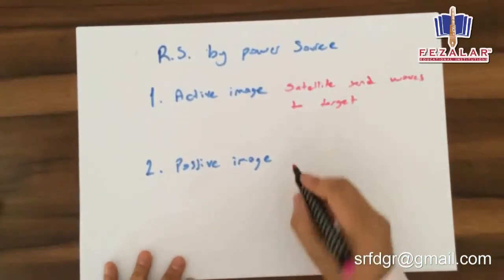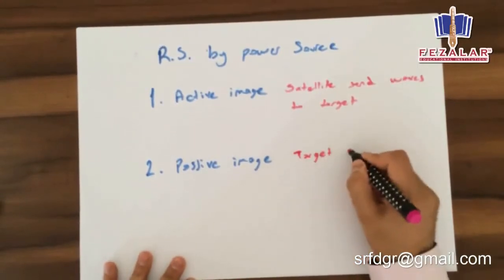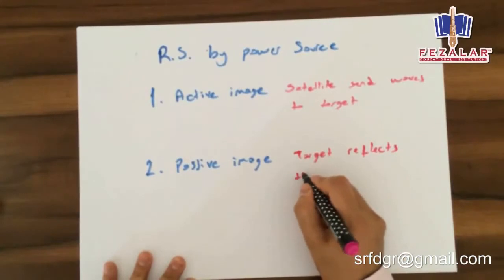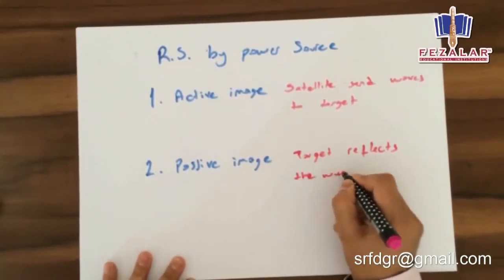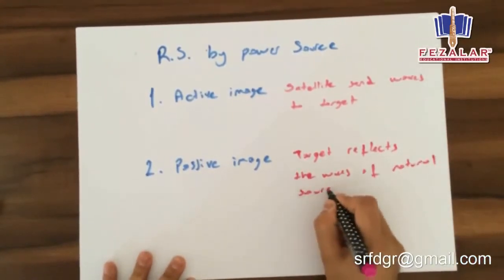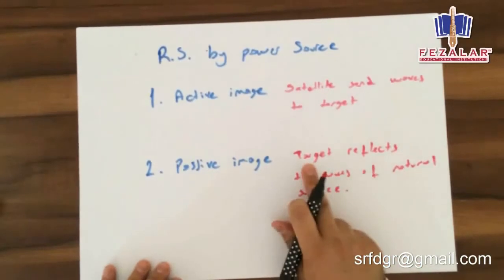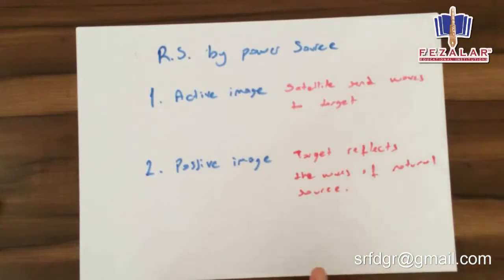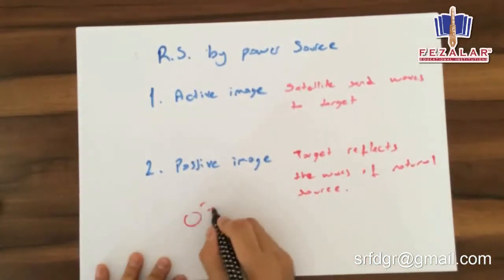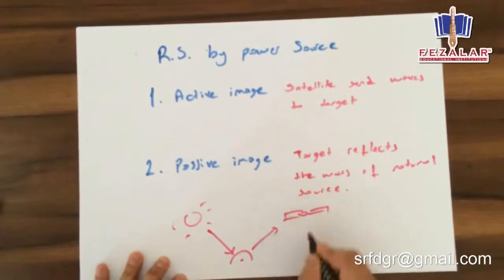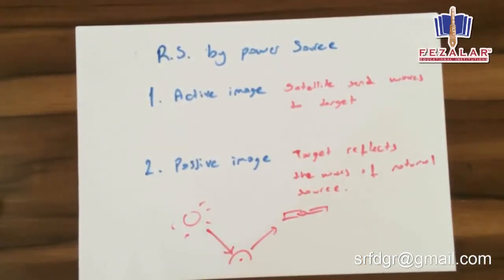In passive image, the target reflects the waves of a natural source. For example, the target resends the waves which are sent by the sun to the satellite. From the sun to the target, and from the target to the satellite. This method is called passive image.